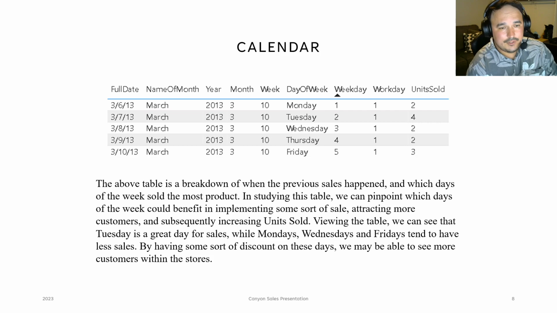Viewing the table, we can see that Tuesday is a great day for sales, while Mondays, Wednesdays, and Fridays tend to have a little less sales. So by having some sort of discount on these days, we might be able to attract more customers and hopefully boost our sales in that way.